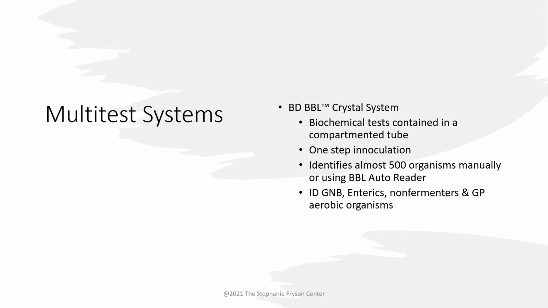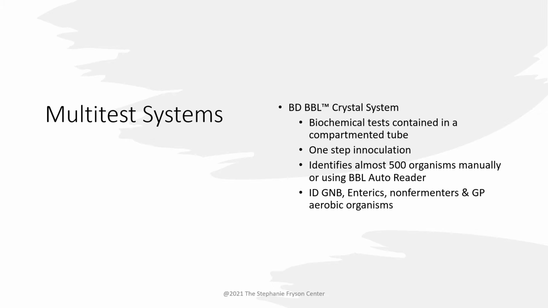There's also what's called the BD BBL Crystal system. Now, do you have to know every system and every name? No, you have to know what it does. So this one has biochemical tests in a tube, and it's what's called a one-step inoculation. So you just inoculate one time and it runs all of these tests.